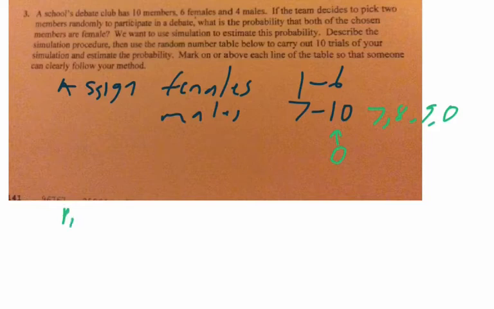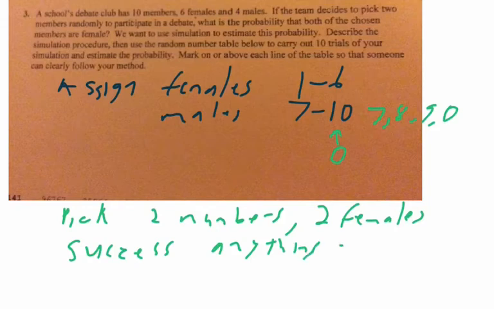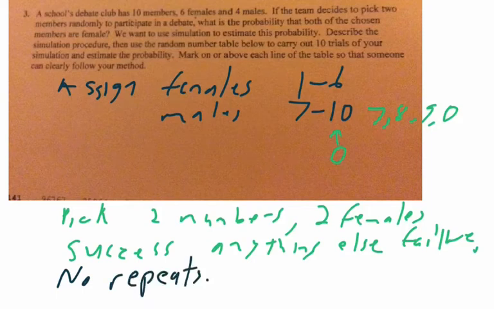Alright, we're going to pick two numbers, and we want to simulate this. What is the probability of both chosen being females? And if we have two females, we count it as a success. Anything else is considered a failure. Alright, so let's take a look at our random numbers and see how we do. One thing I forgot is that we are going to have no repeats because we can't pick the same person twice. So let's go over and take a look at our number chart.